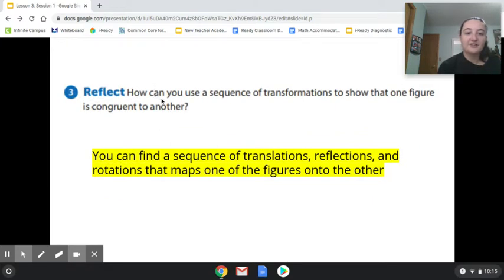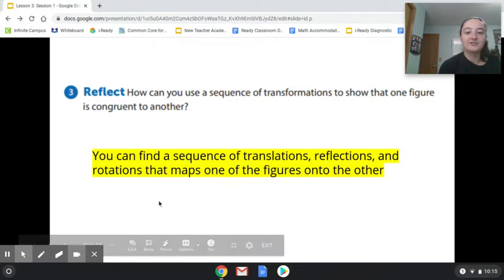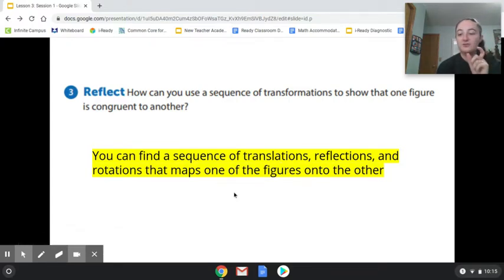Last, we reflect. So how can you use a sequence of transformations to show that one figure is congruent to another? And so we can see that you can find a sequence of translations, reflections, and rotations that maps that figure onto the other. So if you did so many transformations, you would eventually get that new figure to be exactly on top of the original figure. So no matter what, we can check it that way.